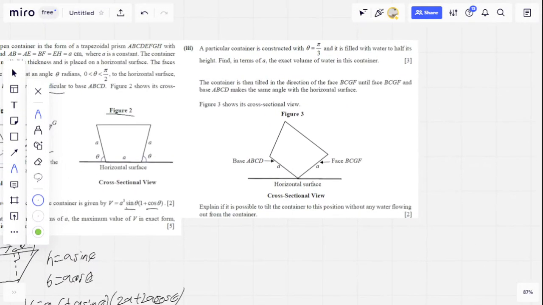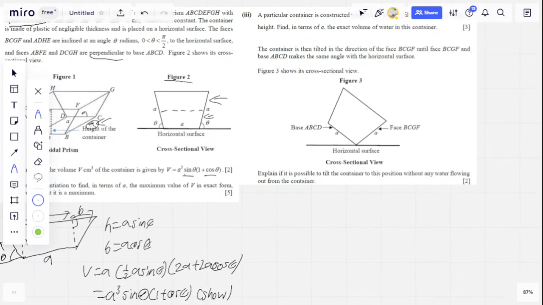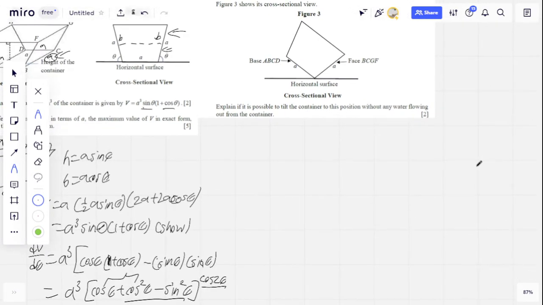Now we move on to part 3. A particular container is constructed with theta at pi over 3, the maximum value of the volume, and it is filled with water to half its height. Now, here's the trick. Half the height does not mean half the volume, because the bottom half is clearly way less than the volume on top. So what do we do? The same way: find the new height, the new length on top, the new V. But there's already a quicker way.